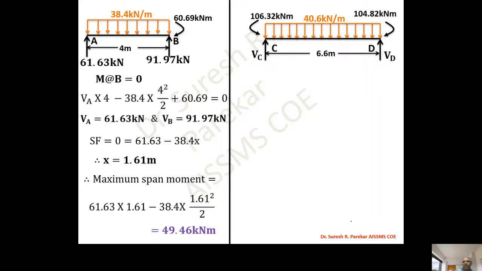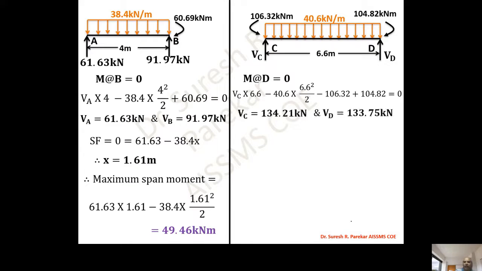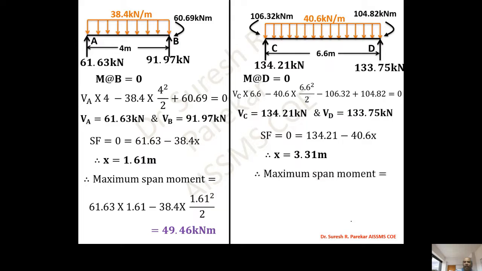Similarly, we will find CD, because we have the same loading for CD also. Then by taking moment about D, we can find the zero shear force point. Knowing this, we can find the maximum span moment, which will be 115.51 kilonewton meter.